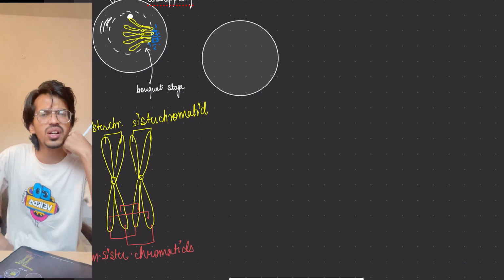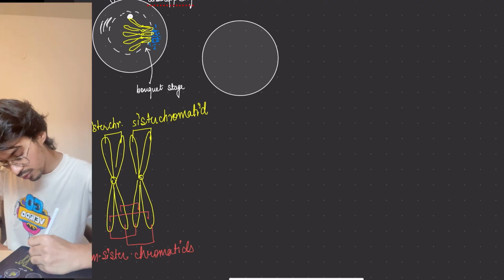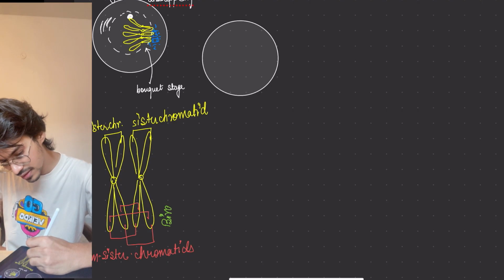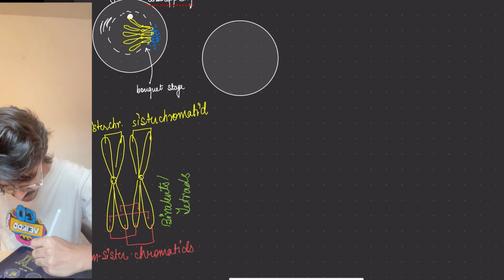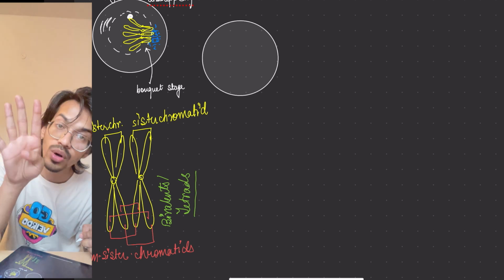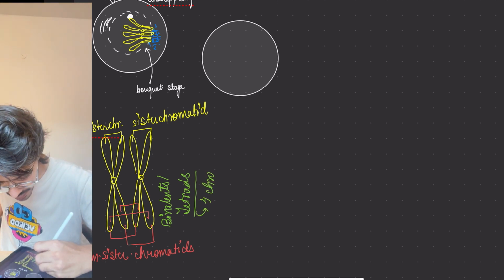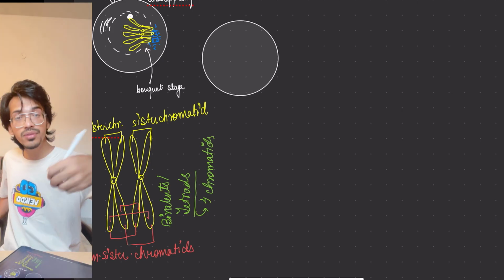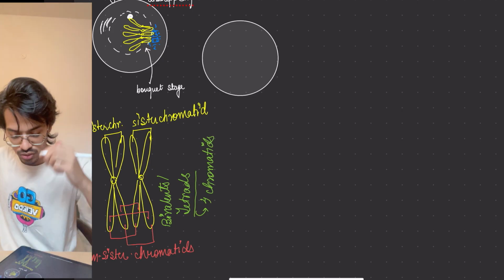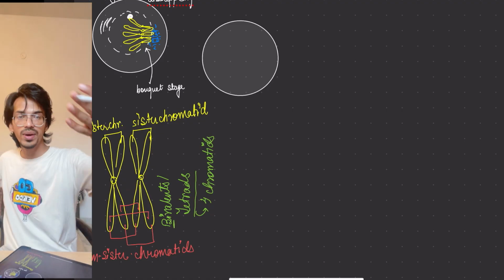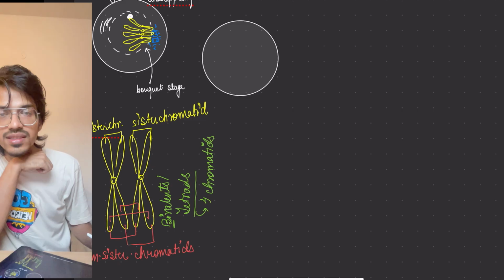Now, this structure looks something different, so we will give it a different name. What would be the name given to them? We will call them bivalents, or we will call them tetrads. The word tetrad comes from four chromatids. Bivalent comes from valency. How much extra do they have? One, that is two. So that's why the two extra valencies or chromatids are present. I hope this is understood.